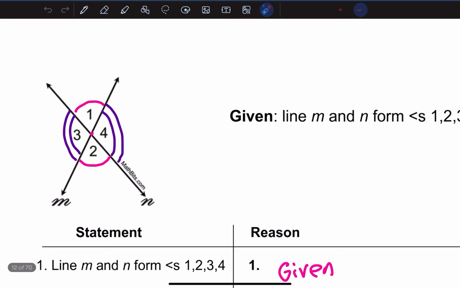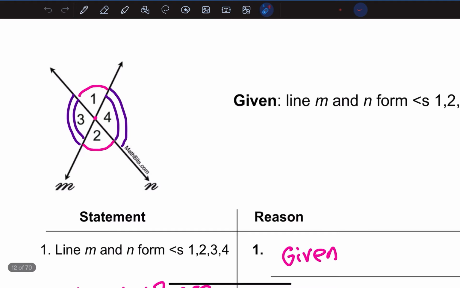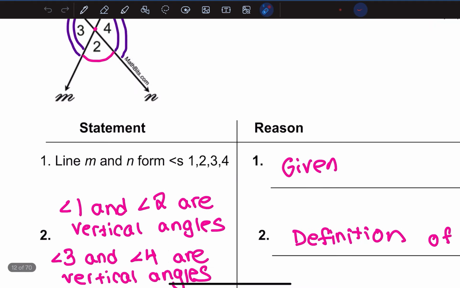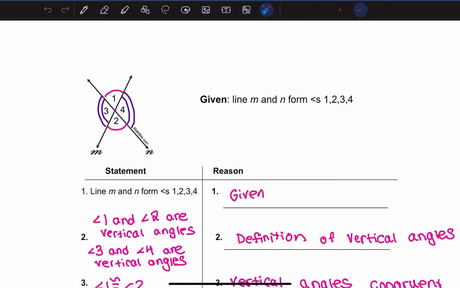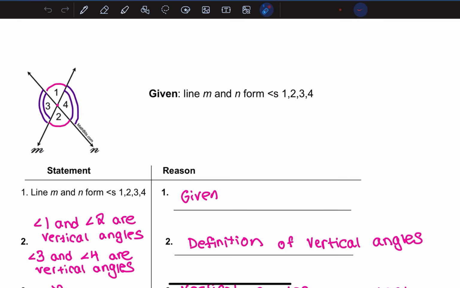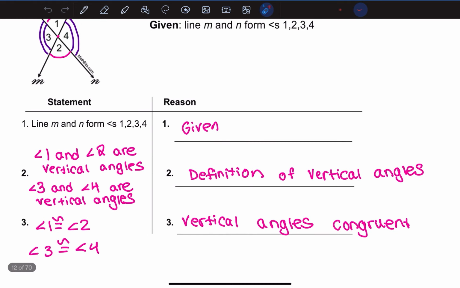Now we're going to basically write out what I just said in a two-column proof. We always start with our given information. I first stated that we have two pairs of vertical angles. How do I know that? Based off of the definition of vertical angles. They are across from one another. Because they are vertical angles, I know that both pairs are congruent. Angles 1 and 2 are congruent because they are vertical. Angles 3 and 4 are congruent because they are vertical as well.